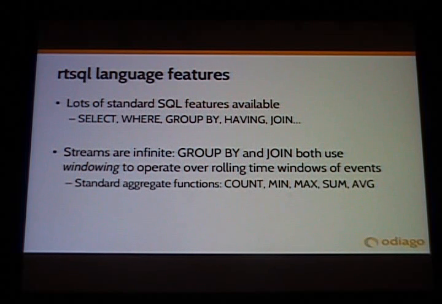RT-SQL provides us with most of the standard features that you would expect to have in SQL. Select queries where you can do filtering with where clauses, you can do aggregations with group by, you can filter on those aggregates with having clauses, and it also supports the ability to join different streams together. Because these streams are infinite, both group by and join need you to define a window in which they operate. So you have to specify that you want to do a rolling group over, say, the last 5 seconds, 1 hour, or so on. And within a window, you can apply the standard aggregator SQL windowing functions like count, min, max, sum, average, etc.